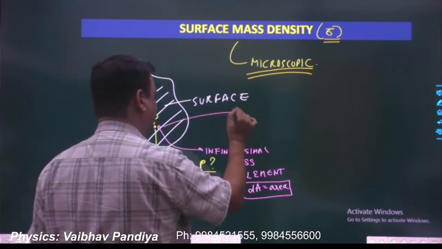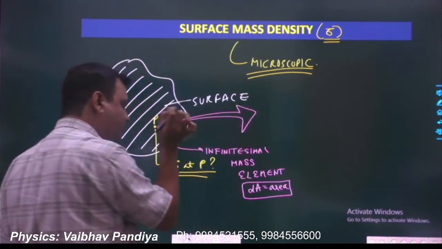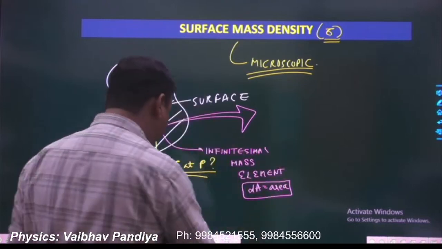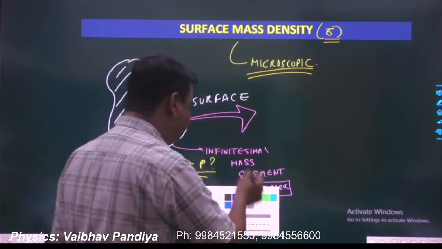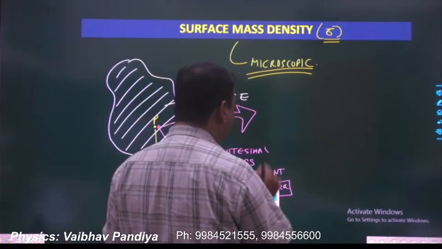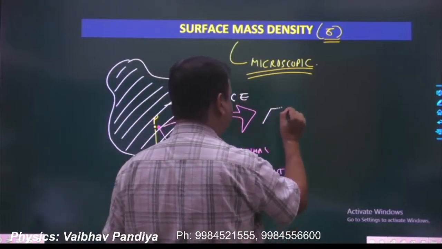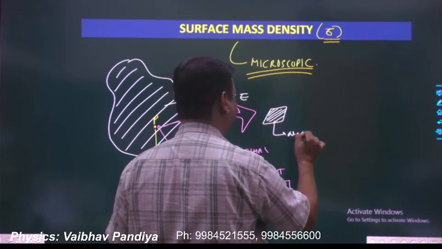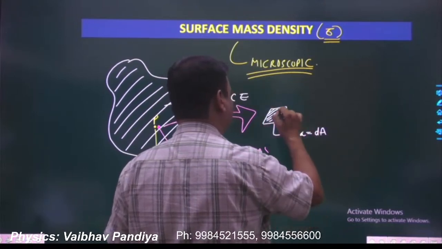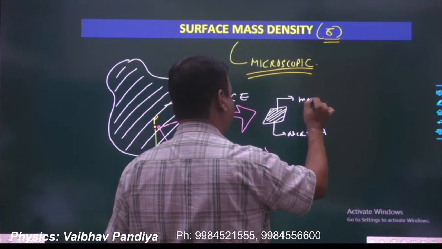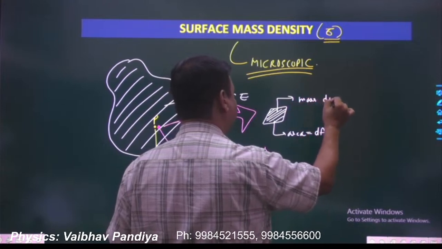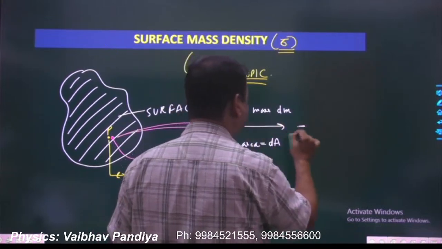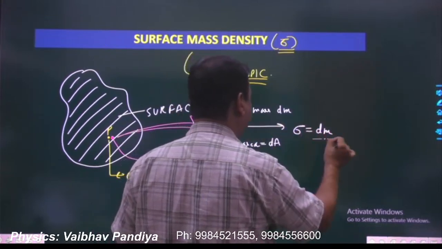And I'm making a highly magnified figure. Actually, it is very infinitesimal. And such elements will be continuous in nature. Already you have seen in lecture 1 how an extended object is treated as an assembly of infinitesimal elements in a continuous manner. So suppose I'm making a highly magnified figure. This element has an area of dA and it has a mass of dm, infinitesimal mass, dm. So at the location of this element, the value of sigma will be dm divided by dA.